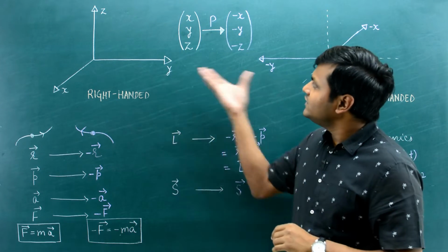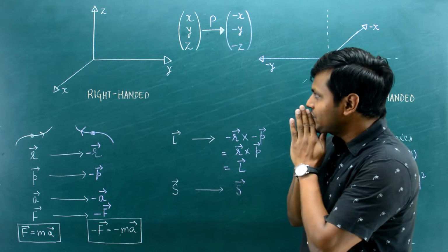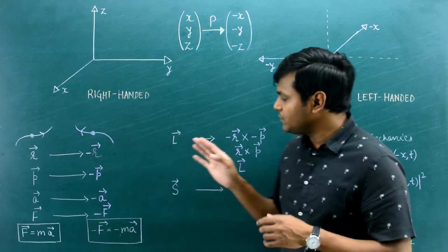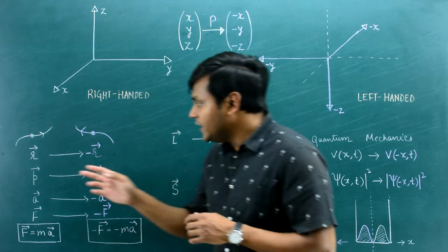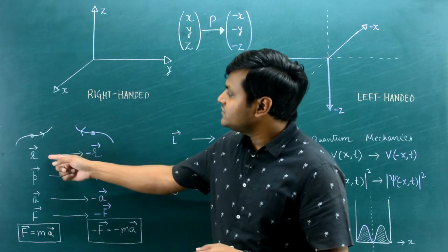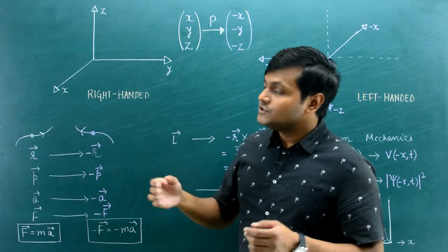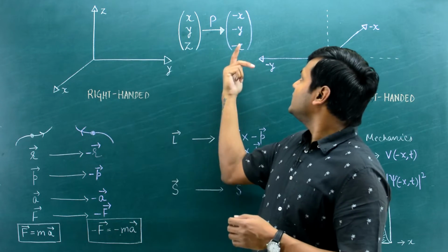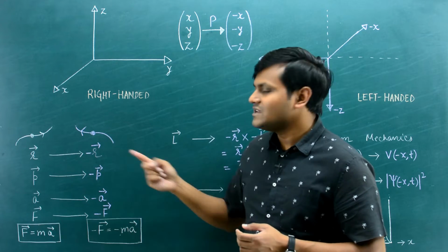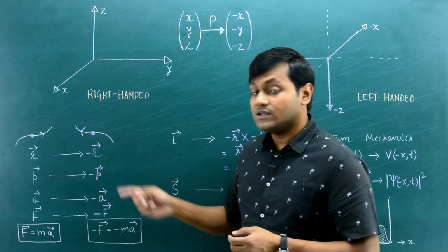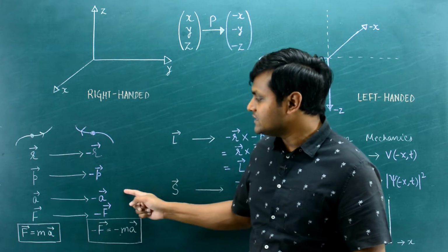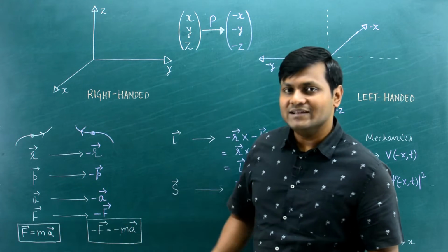Now, when we do this kind of a parity transformation, certain physical quantities may undergo a change in sign and some may not. For example, if you define the position vector of a particle which is moving through space, then the position vector is defined with respect to x, y and z, right? Since x, y and z experience a flip in sign under a parity transformation, the position vector will also experience a flip in sign. So r will become minus r. Similarly, linear momentum p will become minus p, acceleration a will become minus a, force F will become minus F.